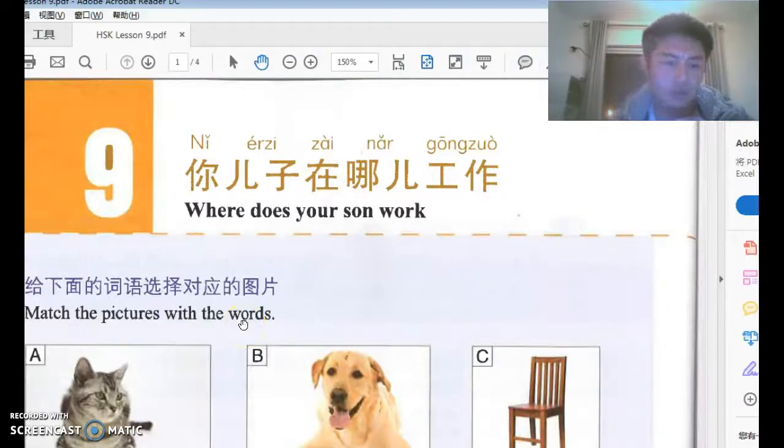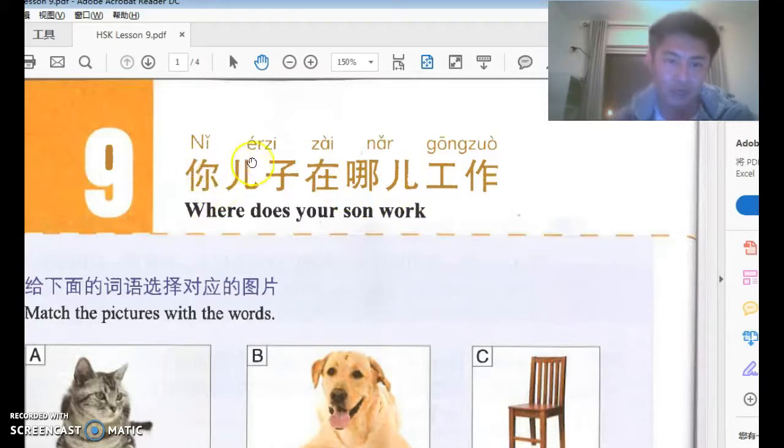Okay, let's take a look at lesson 9. 第九课. The title of 第九课 is 你儿子在哪儿工作?